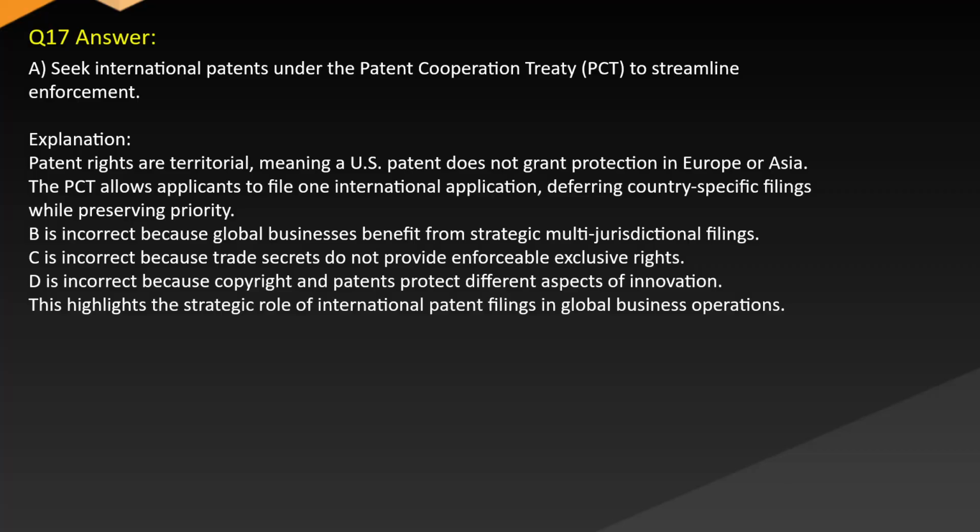Explanation: patent rights are territorial, meaning a U.S. patent does not grant protection in Europe or Asia. The PCT allows applicants to file one international application, deferring country-specific filings while preserving priority. B is incorrect because global businesses benefit from strategic multi-jurisdictional filings. C is incorrect because trade secrets do not provide enforceable exclusive rights. D is incorrect because copyright and patents protect different aspects of innovation. This highlights the strategic role of international patent filings in global business operations.